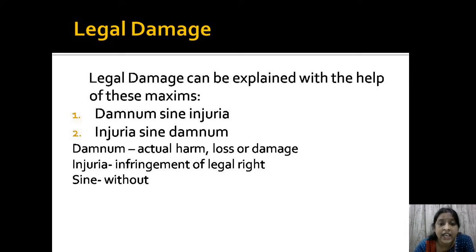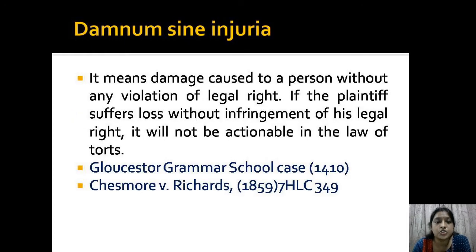Damnum here means actual harm, loss, or damage. Injury means infringement of legal rights. Sine means without. Now I will discuss these two maxims in details. The first one, Damnum sine Injuria, means damage is caused without injury. If there is any damage caused to the plaintiff because of the wrongful act of the defendant, but there is no violation of legal right, then the plaintiff cannot bring any action against the defendant.